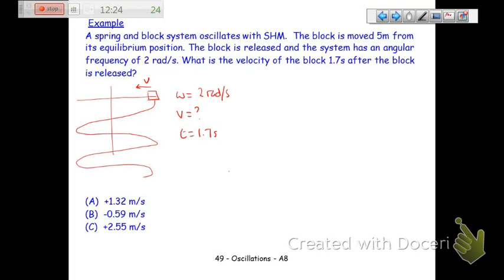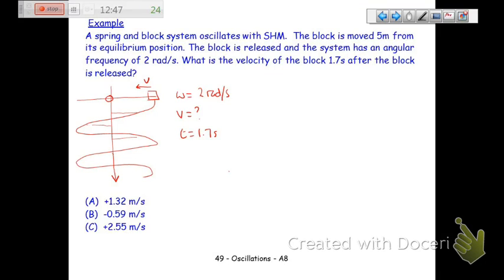Now, before we jump into this, let's just think for a minute. So this is time going downwards. This is time equals 0. And then time gets bigger as I go downwards. So 1.7 is somewhere on here. Maybe that's 1.7. Maybe that's 1.7. Maybe that's 1.7. Depends on the scale and everything like that.